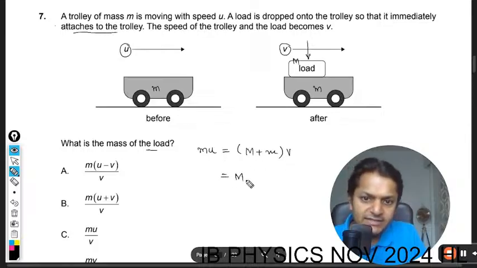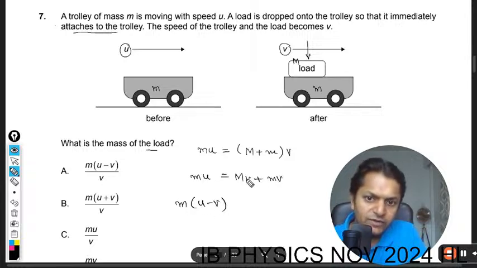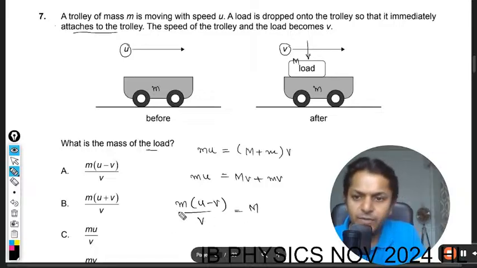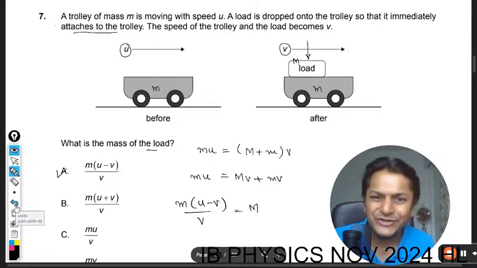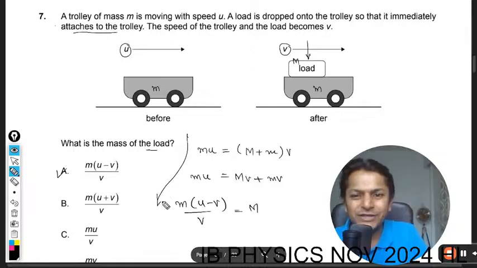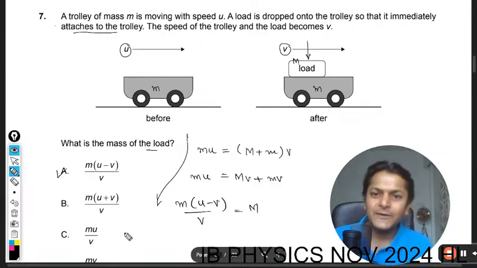It can be taken as M into v plus m into v, and this is m into u. Small m can be taken common. It will be (u minus v) divided by v, equal to capital M. Yes, this will be the correct answer, and so clearly A is the right option here. I think the arithmetic is not very difficult here. You can just see it.